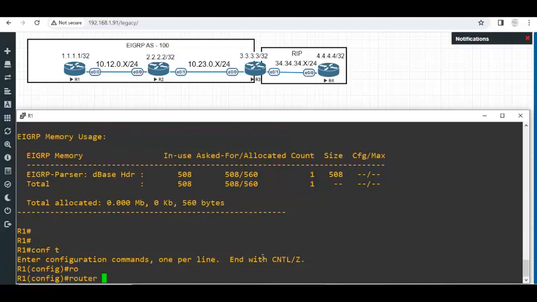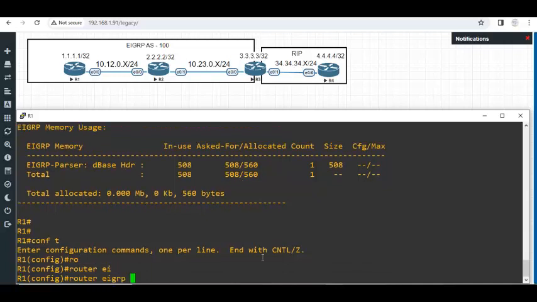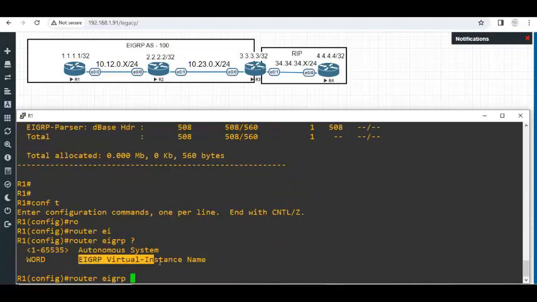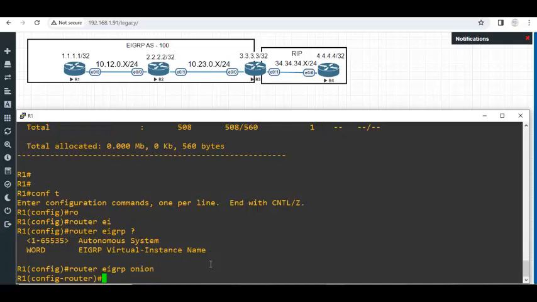I can say router EIGRP. You see, you can also give a name in this newer method. That name is locally significant. I would like to name this as onion. The name of this EIGRP instance is onion.